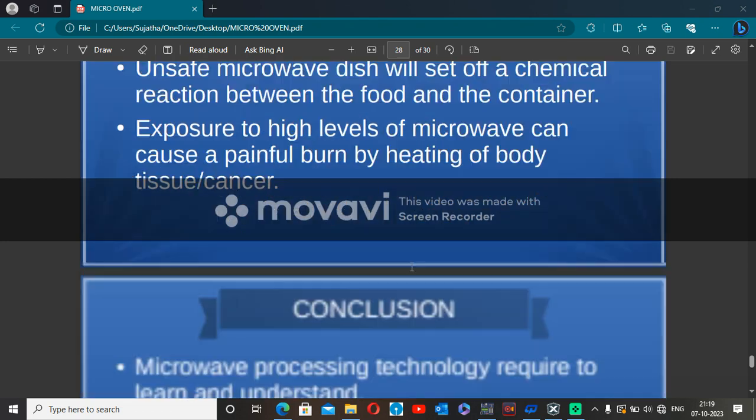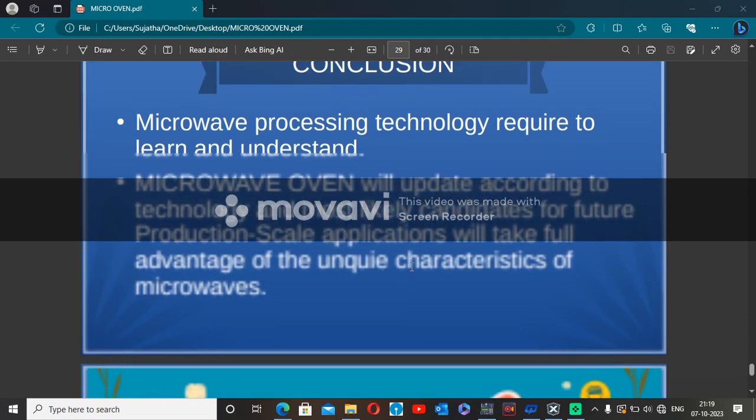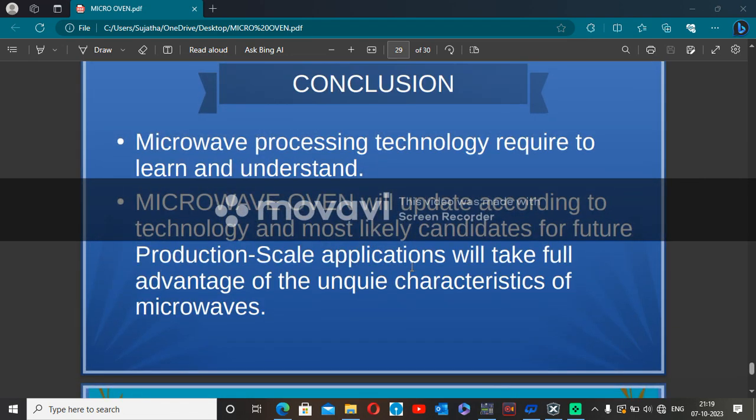The next is about conclusion. In this project, we conclude that microwave processing technology is required to learn and understand. Microwave is a kind of electromagnetic radiation with wavelength ranging from roughly 1 meter to 1 millimeter and frequencies ranging from 300 megahertz to 300 gigahertz.